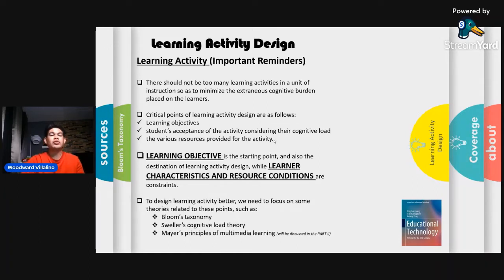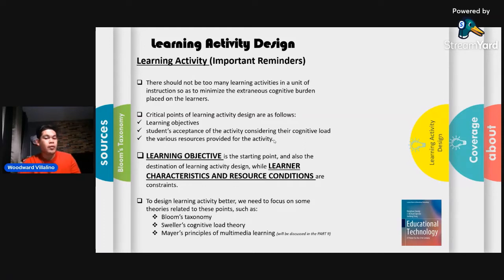As we are tackling learning activity design, we must keep in mind that the learning objective is the starting point. It is where we start. It is where we make our stand, our goal. And it is also the destination of learning activity design. This is what leads us to our goal, while learner characteristics and resource conditions are constraints. They could stop us from reaching our learning objectives. What are these? These are the learner characteristics and resource conditions.